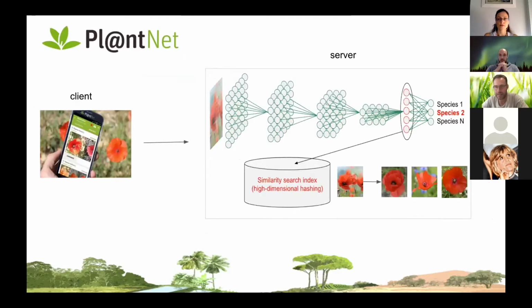And what is happening on the server side is that there is a pre-trained algorithm, which is this convolutional neural network. So it's a kind of function that analyzes the content of the pixels and identifies visual patterns that it has been trained to recognize for a particular species. And then it outputs the most likely species. The system also returns the images of the database that are the most similar to the query picture, so to the plant that you have in front of you.